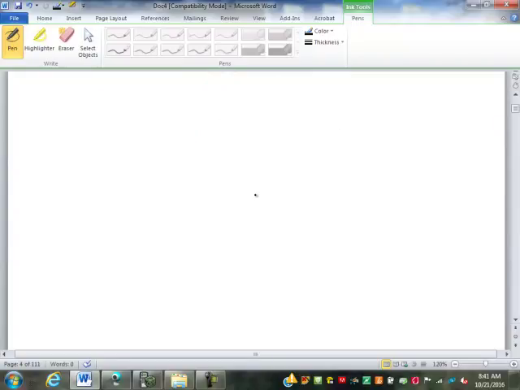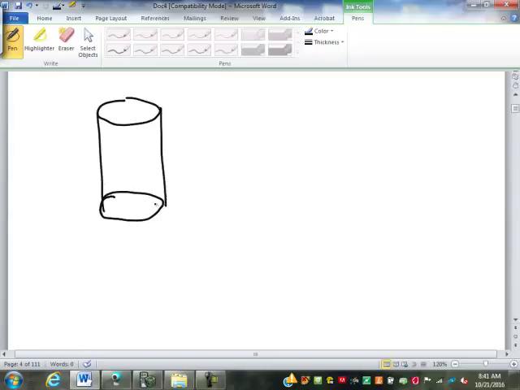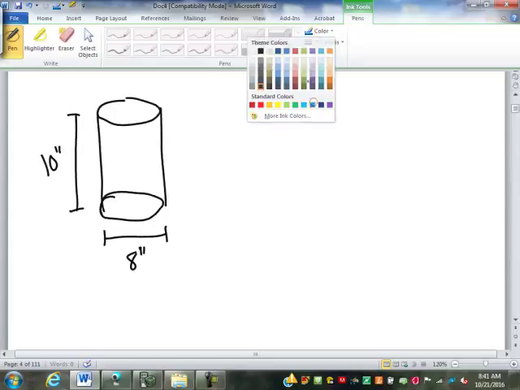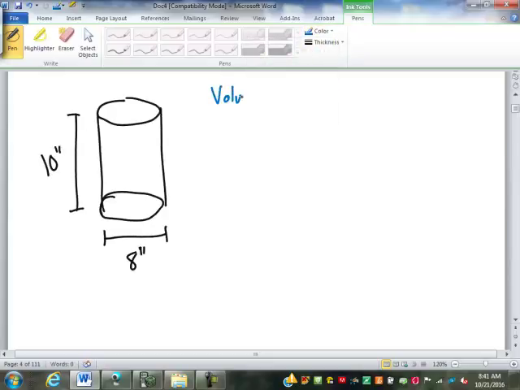Let's throw some circles into this mess. Just because I can. This kind of solidifies why I do things the way I do when we start looking at cylinders. So let's say this is an 8-inch base, 10-inch height. I want to find volume and surface area.